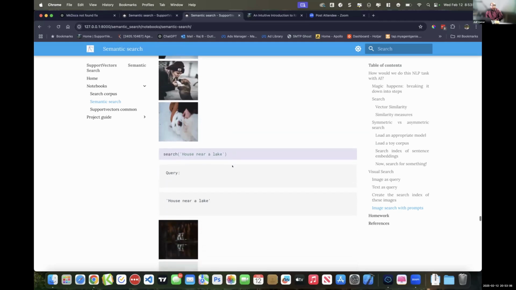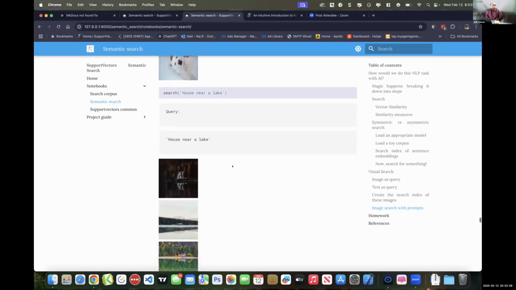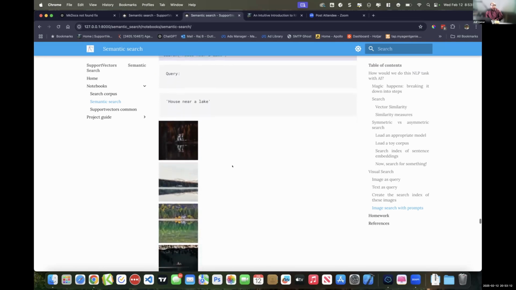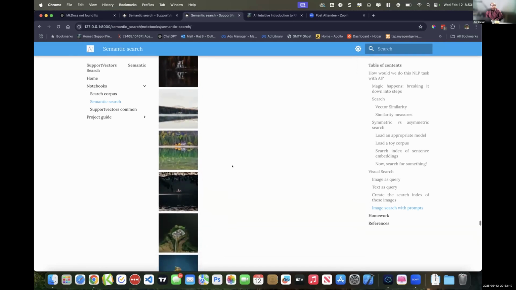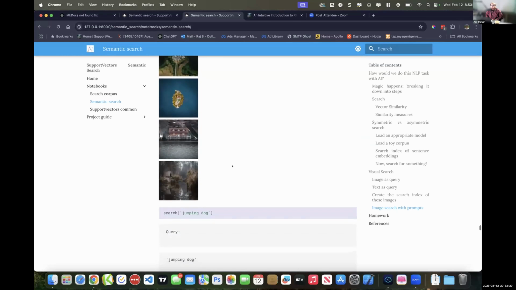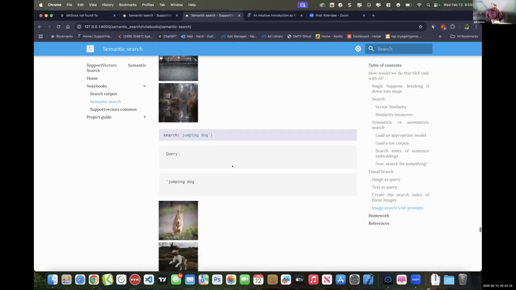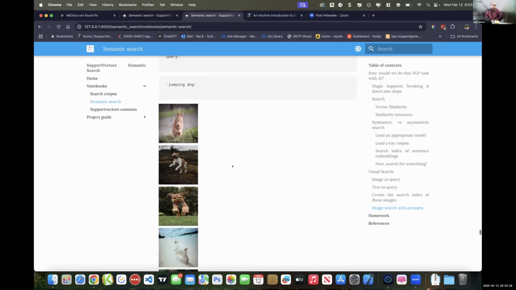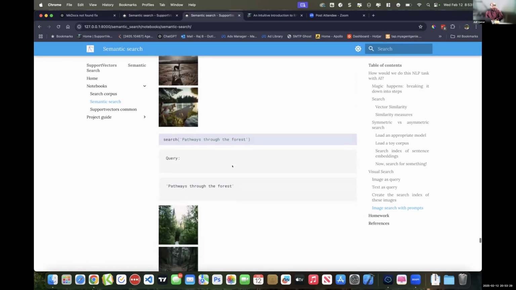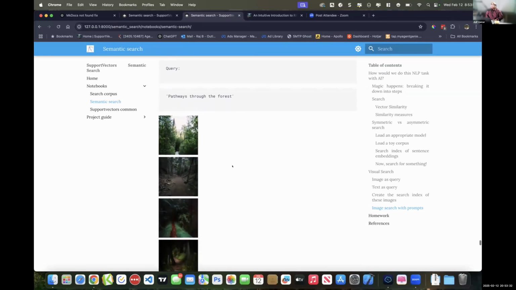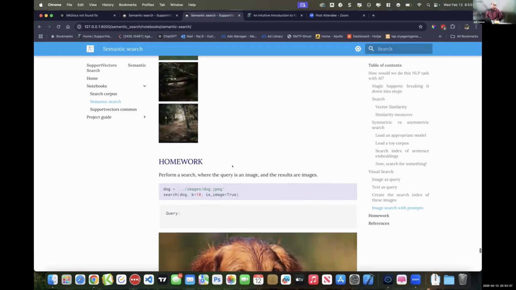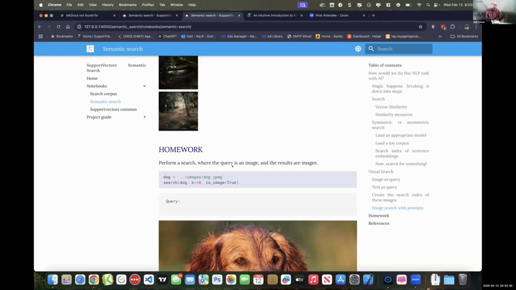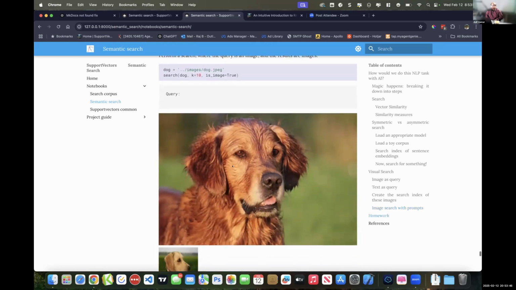If you give it a query, a house near a lake, it will find quite literally a nice idyllic house on a lake, not just a house or a lake. Likewise, if you say jumping dog, it will bring up jumping dogs. And you can go on in this vein: a path through a forest, and it will find paths through the forest. So you can play around, guys, as you get this notebook, load it onto your laptop, and run it. You need to run it, but then everything will work, and I'll help you configure it.